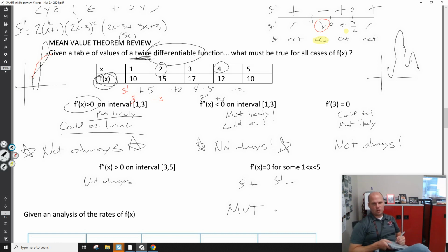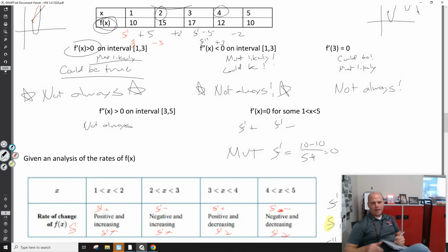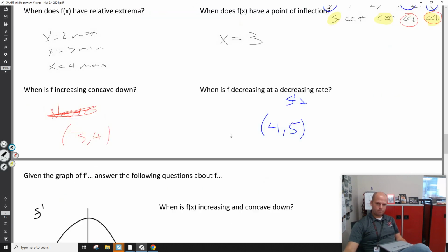The mean value theorem says there has to be a derivative equal to your secant slope. Well, my secant slope between 1 and 5 is 0. So that means I have to have a tangent slope. So no matter how you connect all your points, yes, this always has to be true no matter how you connect the points. This is a good little review for a couple test questions you're going to see, and we're going to practice them more.